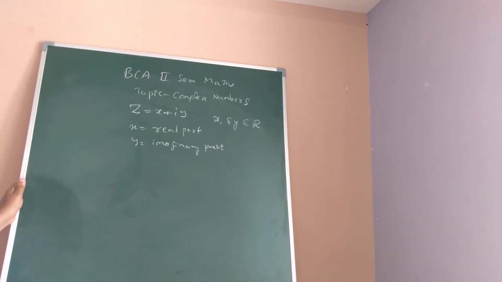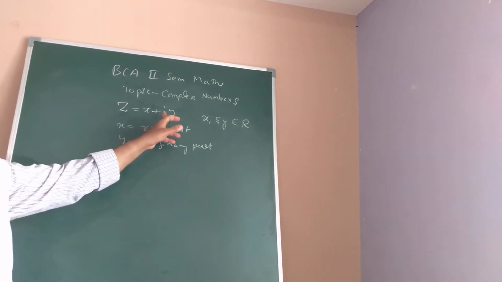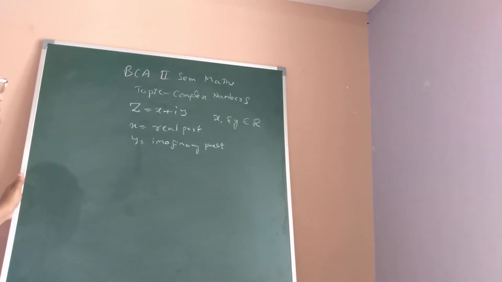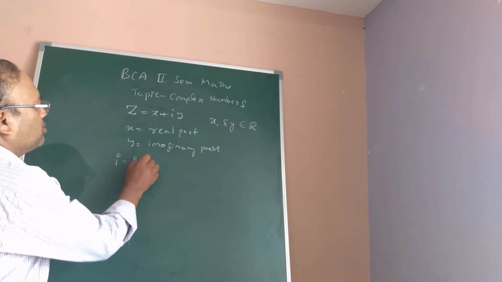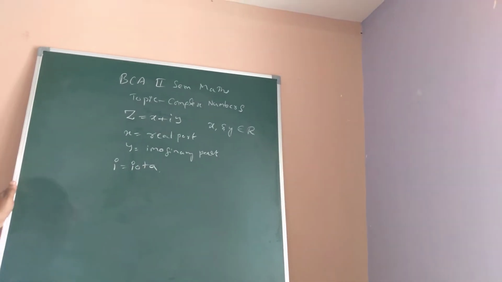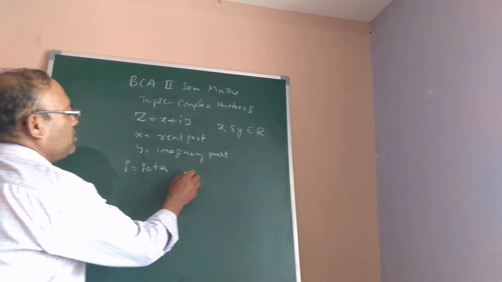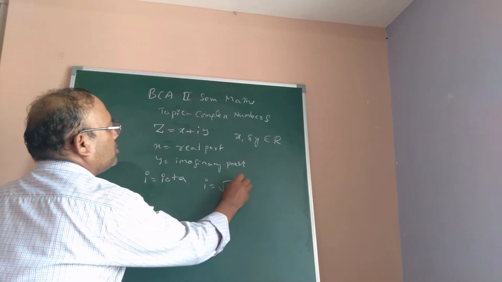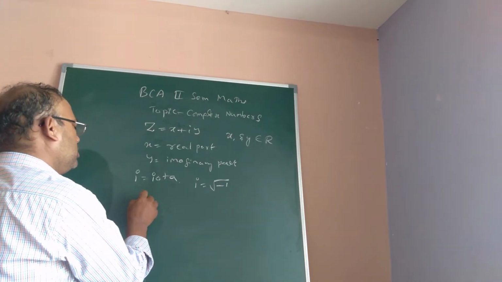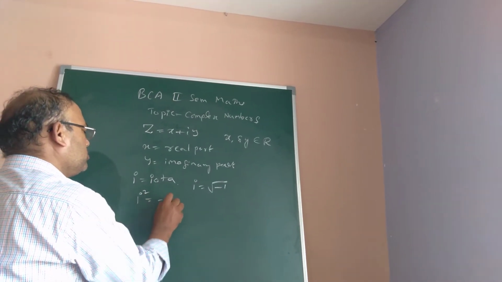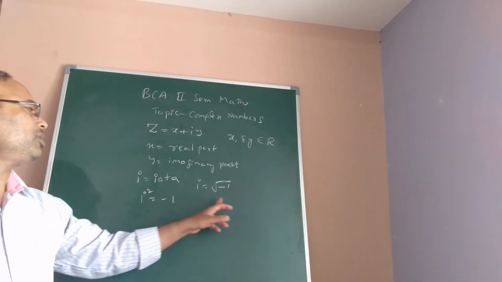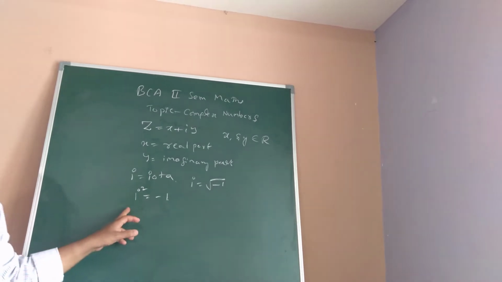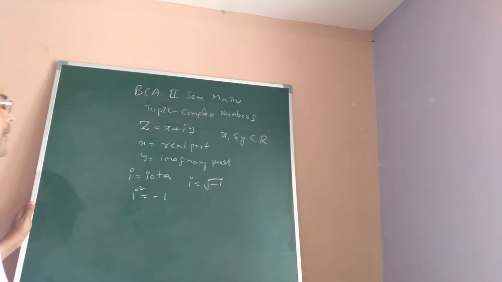Now, what is i in the complex number? It is i, which means iota. Its value is i is equal to square root of -1, and i square is equal to -1. How did we get this i square is equal to -1? By squaring this one, we get i square is equal to -1.